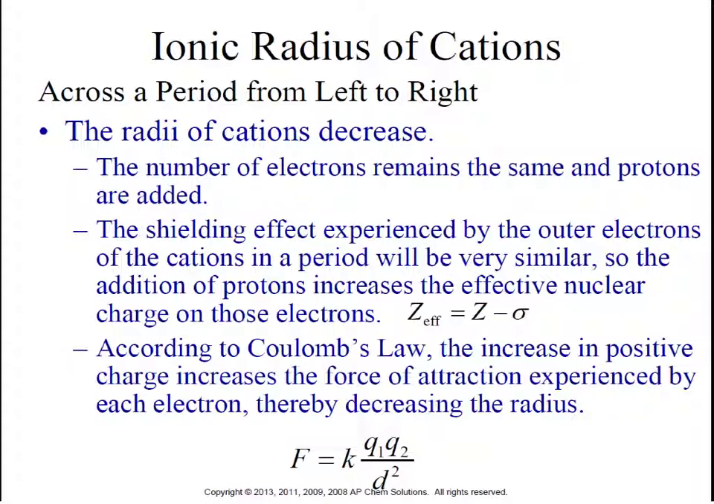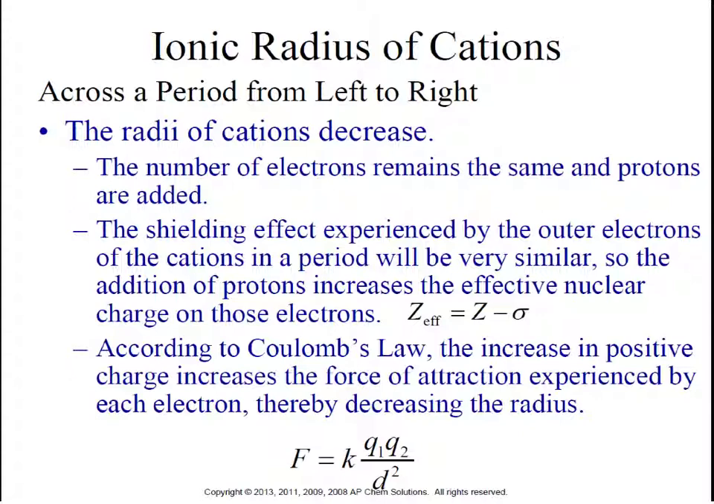Okay, and same thing for the ionic radius of cations. As we move from left to right, the radii of cations is going to decrease. So we're talking about the positive guys here. If we talk about cations of, say, potassium versus calcium, which are right next to each other, the radius of calcium is going to be smaller than potassium because it's going to decrease as we go from left to right. And that's because the number of electrons will stay the same as protons are added.